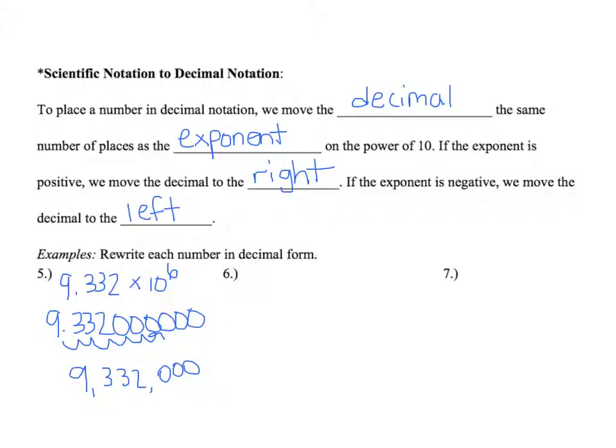Next example says 2.78 times 10 to the negative 4th. And so this time, because the exponent is negative, I'm going to move the decimal to the left in the negative direction, and I'm going to end up with a small value. I don't have enough places to move it right now, so I'm going to add a bunch of leading zeros so I have plenty of space to move it.